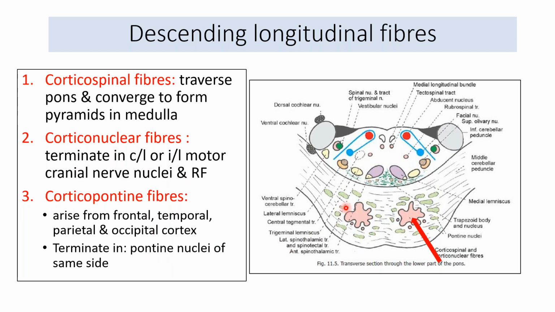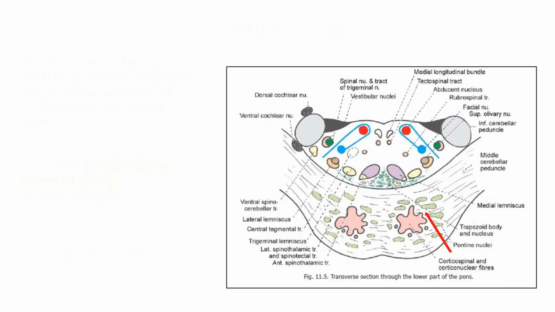and they terminate at the level of the pontine nuclei on the same side. So corticospinal fibers are the longest running descending fibers, which reach from the cortical level to the spinal cord level. Corticopontine fibers arise from the same cortex, but they terminate at the level of the pontine nuclei. So these are the three descending longitudinal bundles that will be seen at the level of the pons.